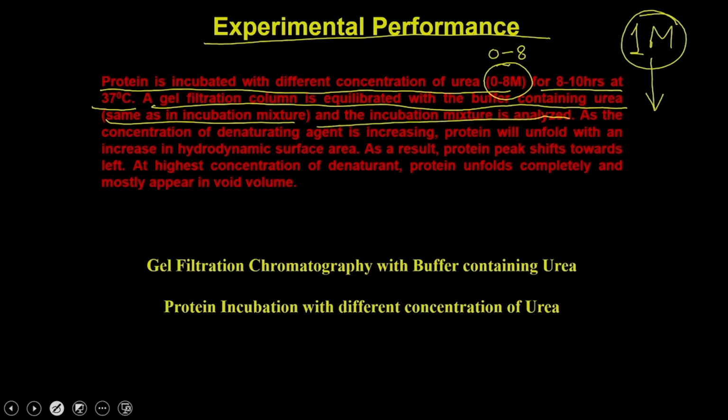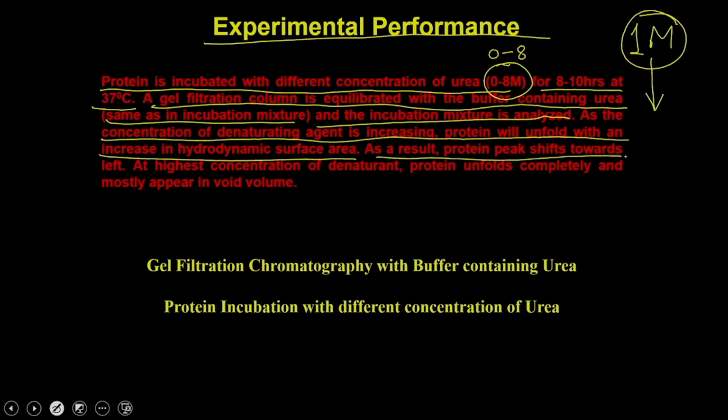and then you analyze the results. As the concentration of the denaturing agent increases, the protein will unfold with an increase in hydrodynamic surface area. As a result, the protein peak will shift towards the left. At the highest concentration of denaturant, the protein unfolds completely and mostly appears in the void volume.